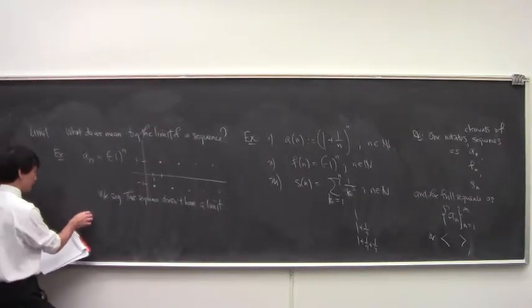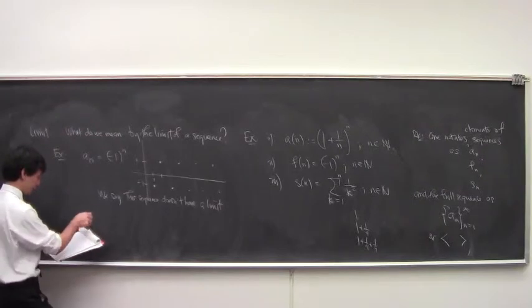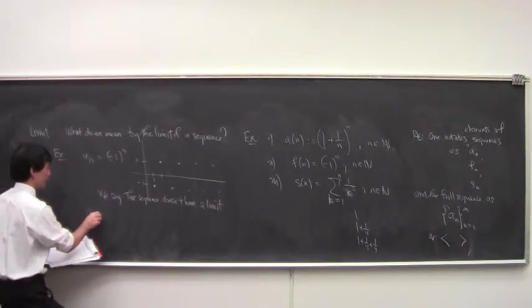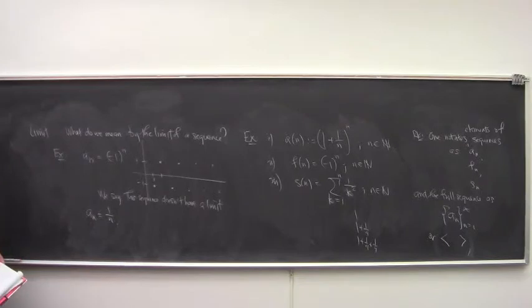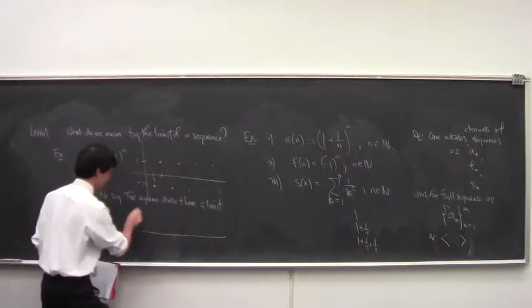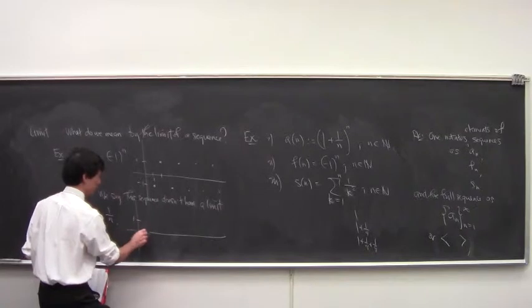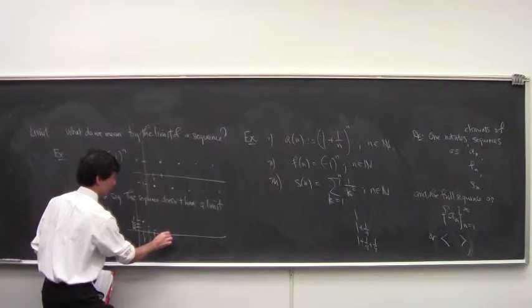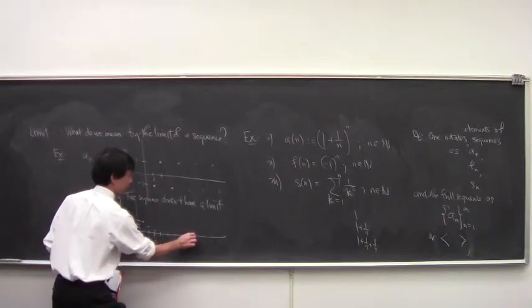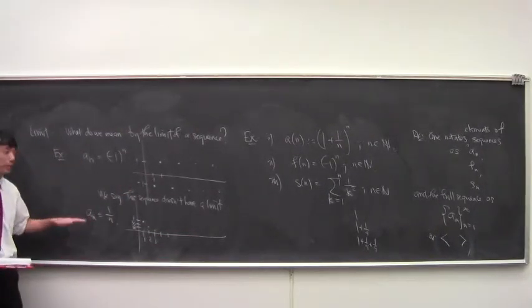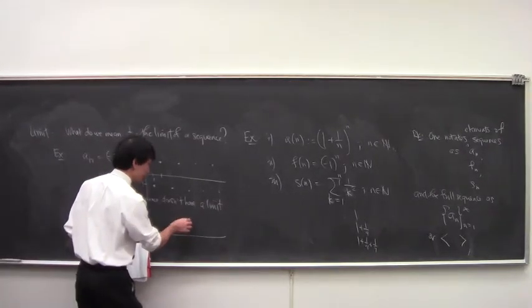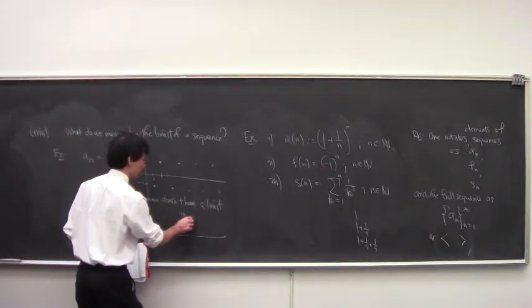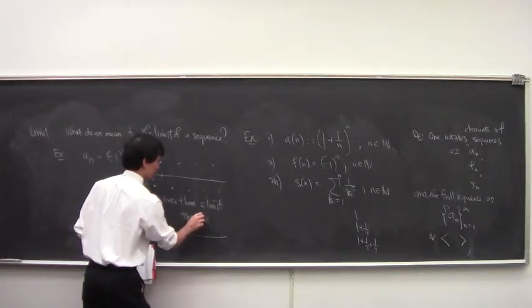Here's another sequence. a sub n is 1 over n. Then at time 1, it's 1. At time 2, it's a half. At time 3, it's a third. At time 4, it's a quarter. At time 5, it's a fifth, and so on and so forth. You see that these numbers are closer and closer to 0. And we think of this sequence as having a limit, namely 0.